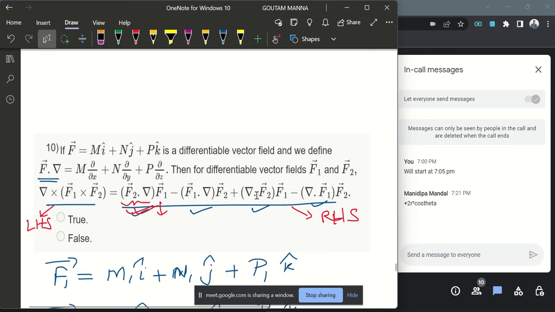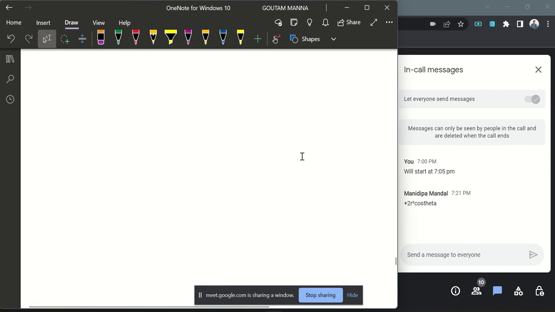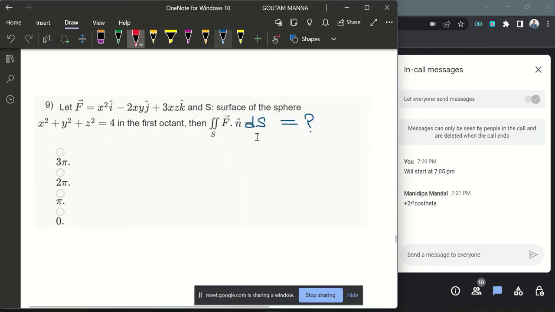So it means that the following relation is true. Okay, so 1 hour is over. Let me calculate this problem 9. Then the other one I will solve after the class and upload it.